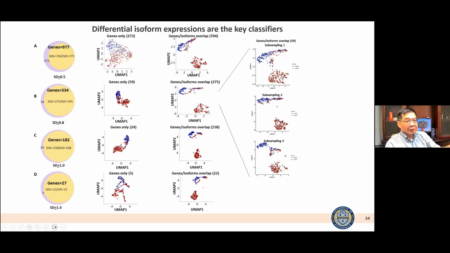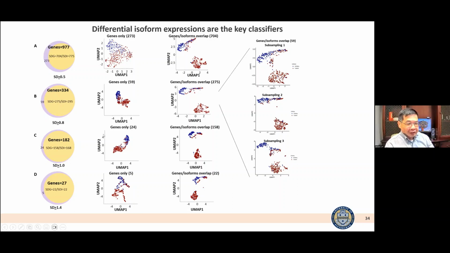And people would say, because you have 275 genes versus 659 isoforms, it's not fair. Why don't you downsize it? Yes, we do. We downsized it to make the isoform sample only 59, randomly sampled three times. Actually, each time it produced a better result than this. So it is not the number of variables that makes the segregation. It's the character of the variable that makes the difference. Same thing for this.